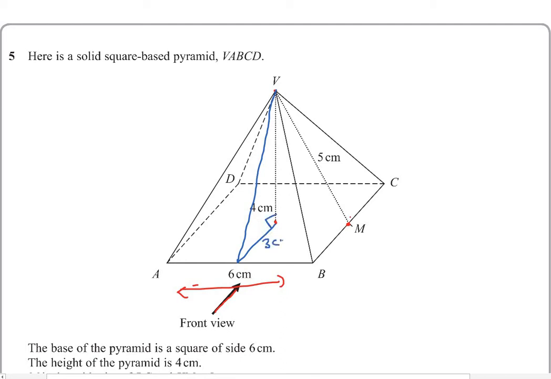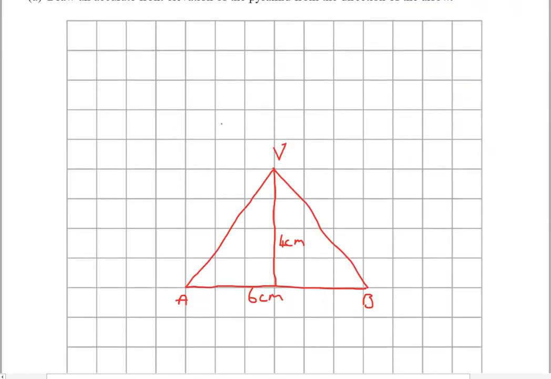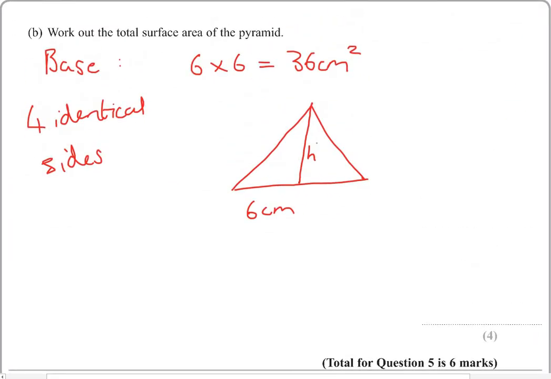So we know this is 3 centimeters because it's halfway from the edge of the square into the middle. We know the height is 4 centimeters. So we have a right angle triangle, which I'll draw out here, where this side is 3, this is 4, and this is the height we're looking for. By Pythagoras, h squared equals 3 squared plus 4 squared. And so h squared equals 9 plus 16, which is 25. And so h equals 5. So we now have the height of each of these triangles, these ones here. So we know that h now equals 5 centimeters.